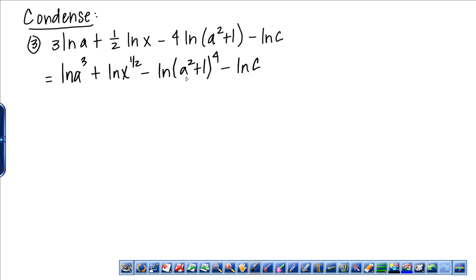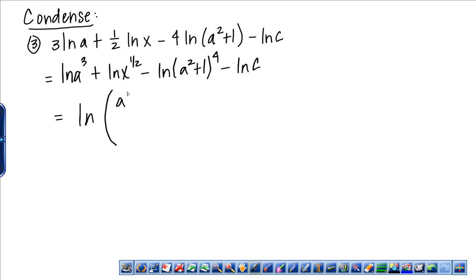Okay, and before that, I basically distributed a negative. So let's see what we can do here. I'm going to just jump right into here. I'm going to take all my natural logs out and make one big natural log and see if I can do this. This plus here means that I've got a multiplication.